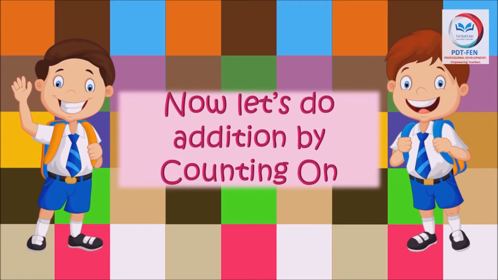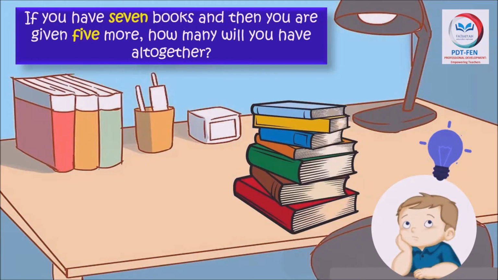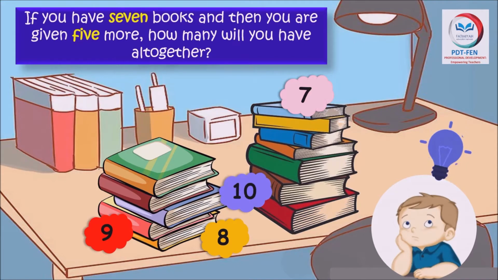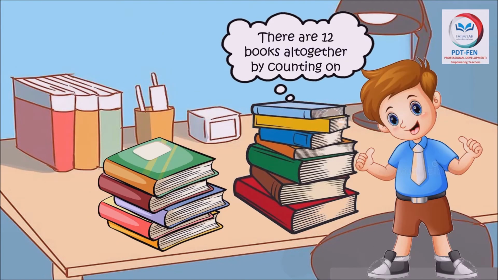Now let's do addition by counting on. If you have 7 books and then you are given 5 more, how many will you have altogether? 7, 8, 9, 10, 11, 12. There are 12 books altogether by counting on.